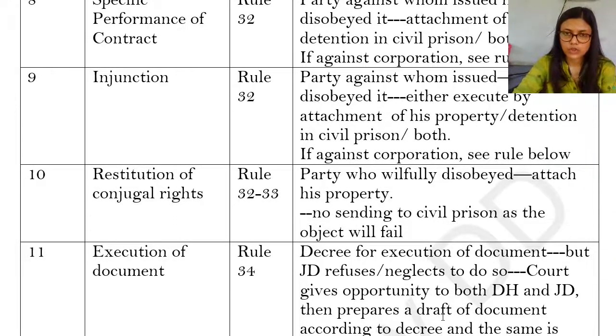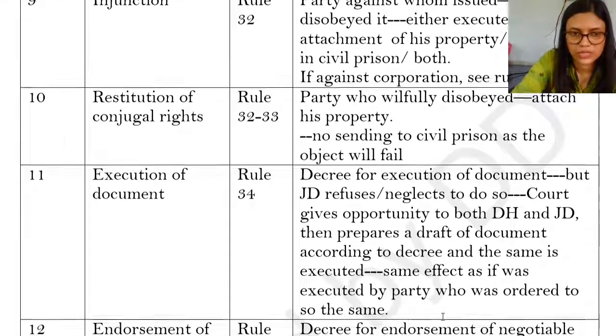Now, execution of a document. Where the decree was for execution of a document, and the judgment debtor is refusing or neglecting to do so, the court will give an opportunity to both of them. Then it will prepare a draft according to the decree, and if the court has prepared a draft of the document, then it will be executed as if it was executed by the party who was ordered to do so.